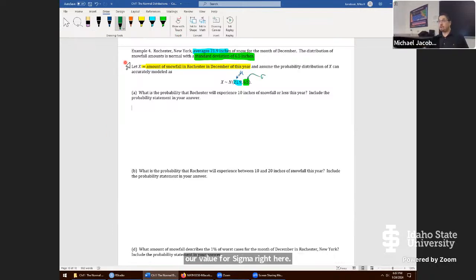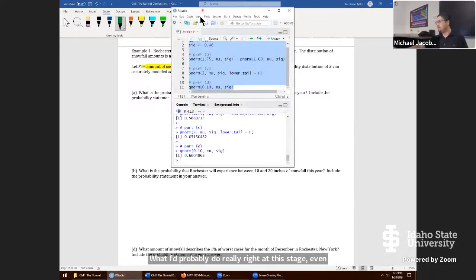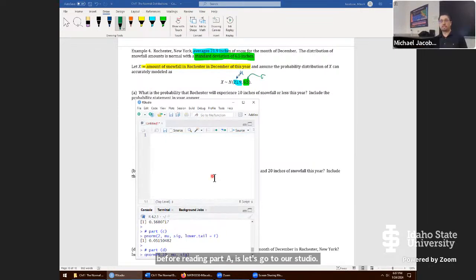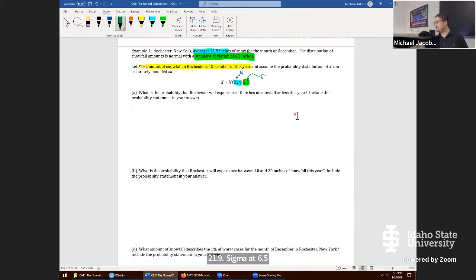What I'd probably do right at this stage, even before reading part A, is go to RStudio and start putting in some of those values. So let's set mu at 21.9, sig for sigma at 6.5. Not too amazing syntax so far, but let's now take a look at the question.